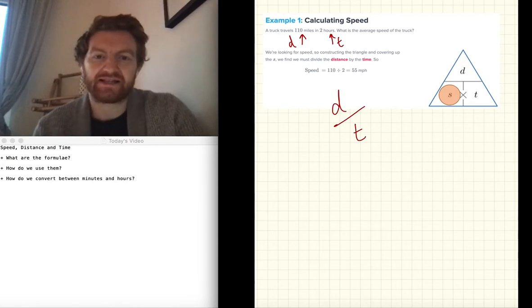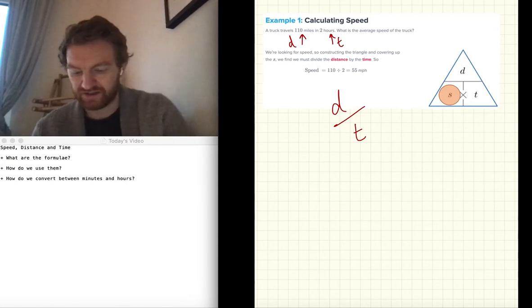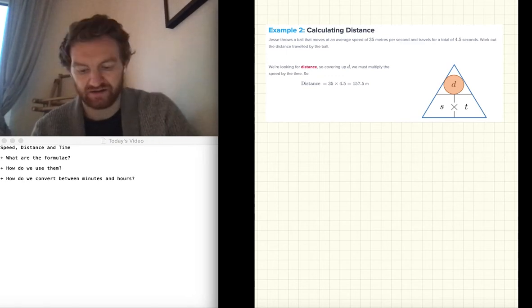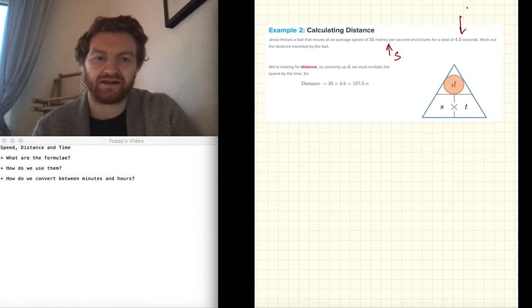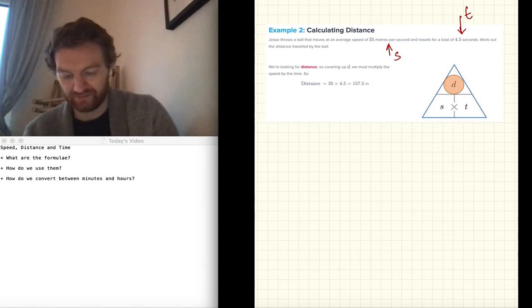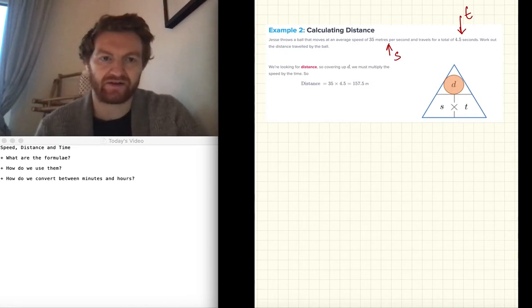Similarly, let's say it's a distance question. How do you know it's a distance question? Well, again, you can see you've got a speed of 35 meters a second. You've got a time of 4.5 seconds. And then you can see that if you get rid of the D, which is circled at the top, then you're left with just S times T. And of course, S is speed, T is time, and they're in the question.